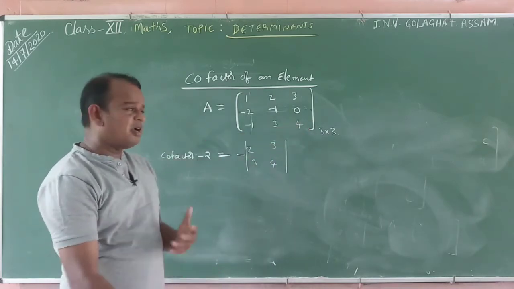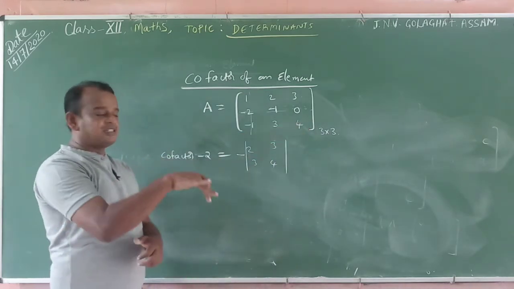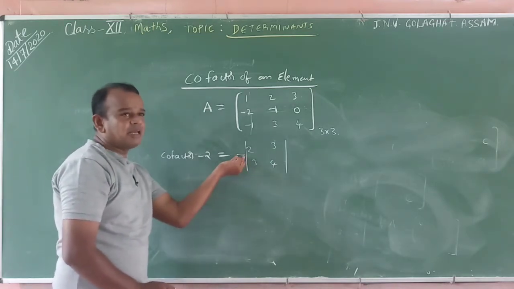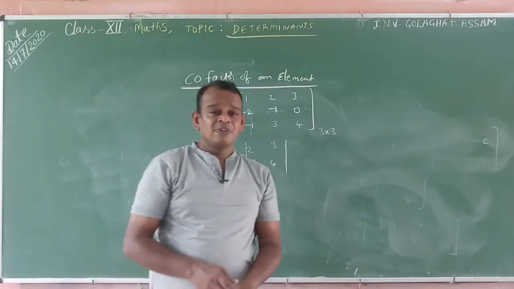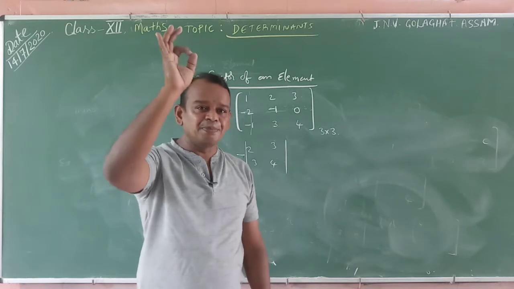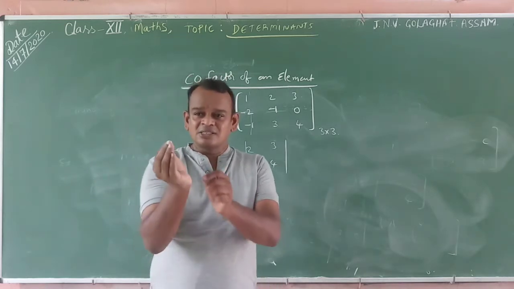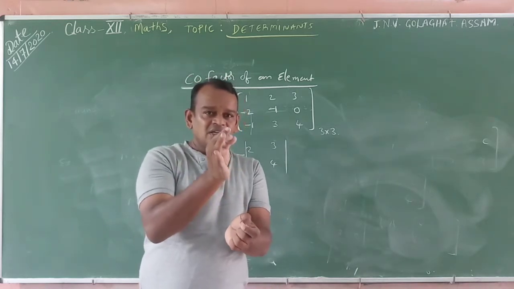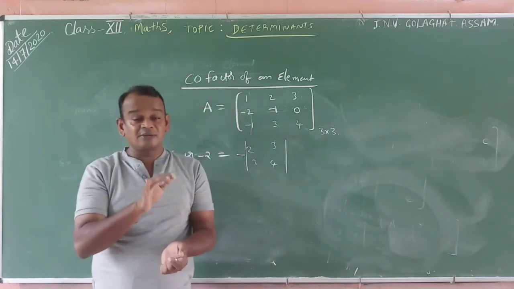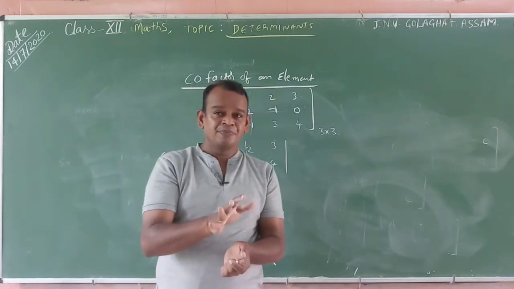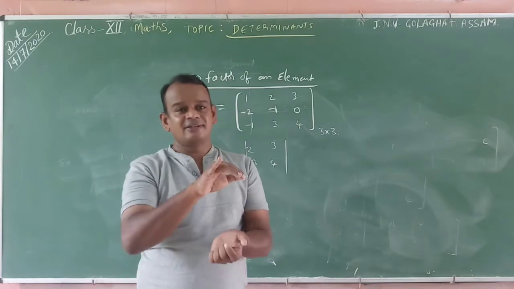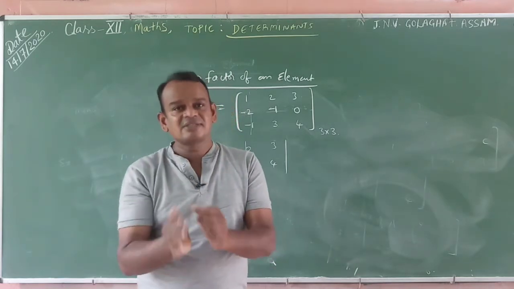This is the minor. The minor multiplied by minus 1 power i plus j is called the cofactor. Remember, minus 1 power i plus j means the sign of the minor is either positive or negative. The minor of the elements and the cofactor of the elements are the same, but for some elements the sign changes in the cofactor.